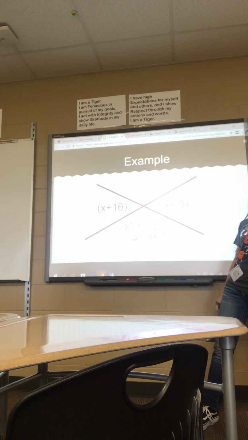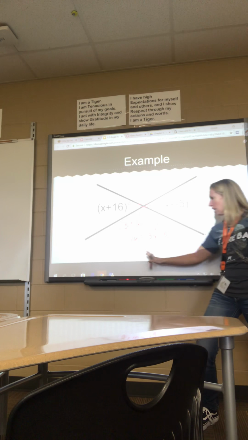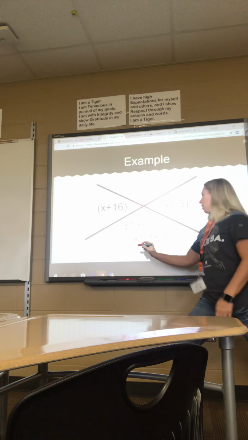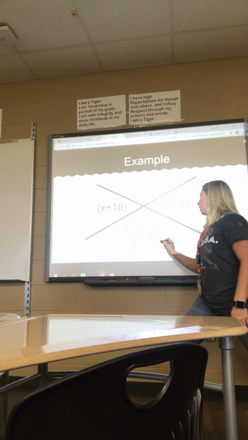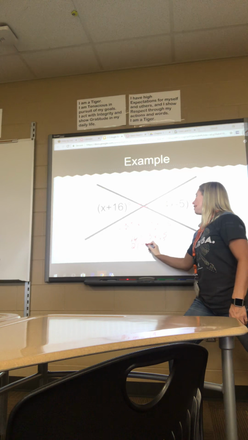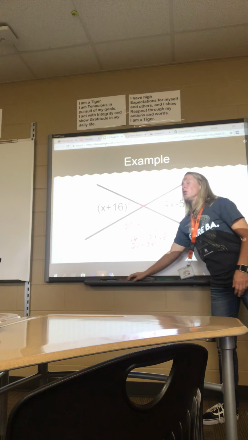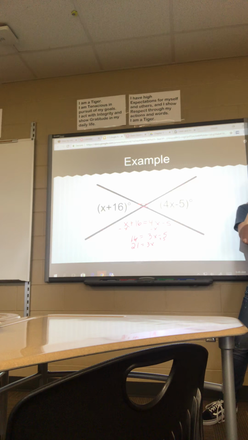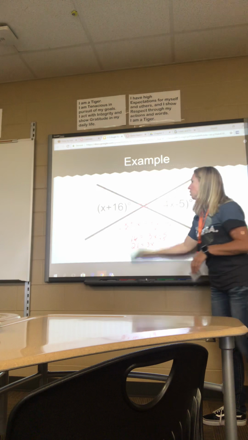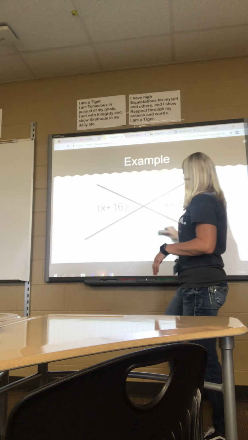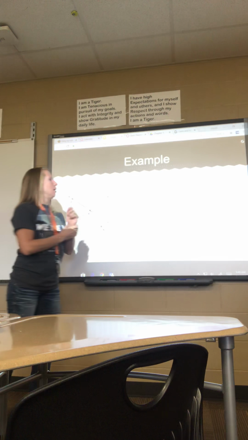Then what? Add 5, right? Everybody with me? 21 equals 3x. What would x be? 7. So if you see vertical angles, you will put them equal to each other. All right.